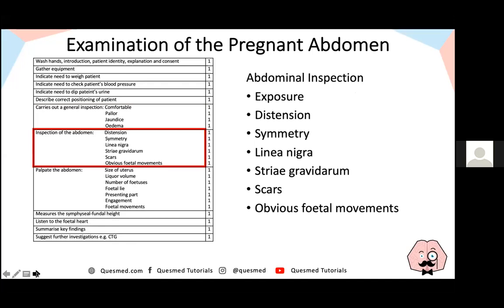And we're commenting on distension, so quite often the examiner wants you to say this person's obviously pregnant. You want to see if there's any asymmetry to the abdomen. Does it look like the baby's lying in a weird position and there's a weird lump over to one side, or a particularly longitudinal lie, or funny lumps and bumps? You can also comment on specific pregnancy markings, so linea nigra, striae gravidarum, and any scars. You also want to comment if you can see any obvious fetal movement. Sometimes you can see a wee hand or a wee foot just popping out the tummy.